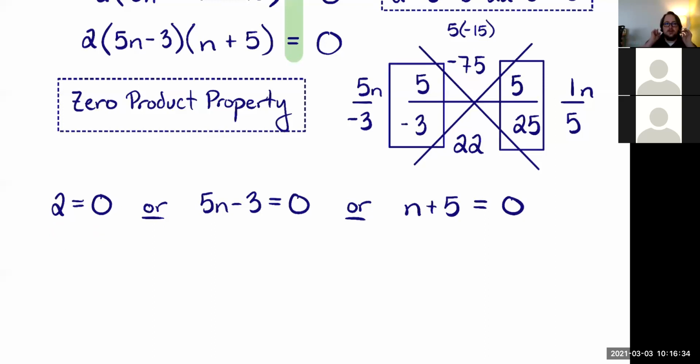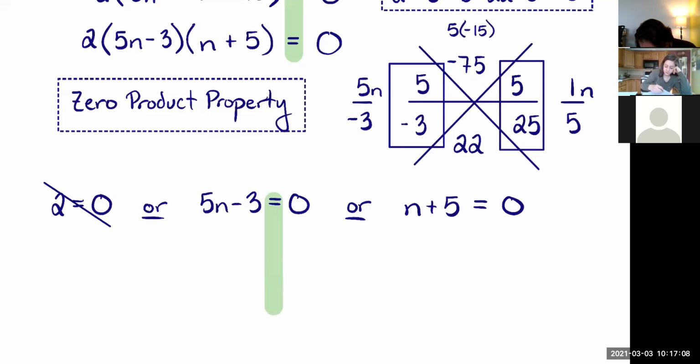In fact, when you stop and take off the blinders because you're getting tunnel vision, if I told you 2 equals 0, is that true? No. It's a false statement. It doesn't get me anywhere. I don't have a variable. I can't do anything with it. So although it was an important piece of the process so far, it ceases to be useful because it is not a true statement. There's nothing to solve for. I'm done with it. It served its purpose. So I move on to the second one here.